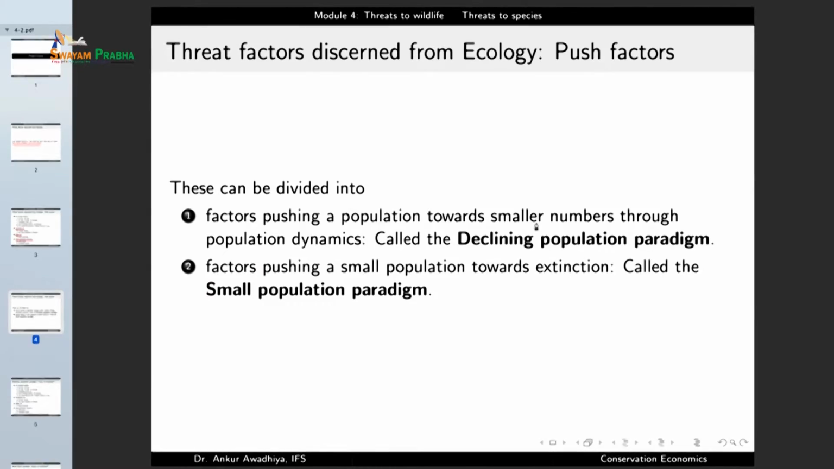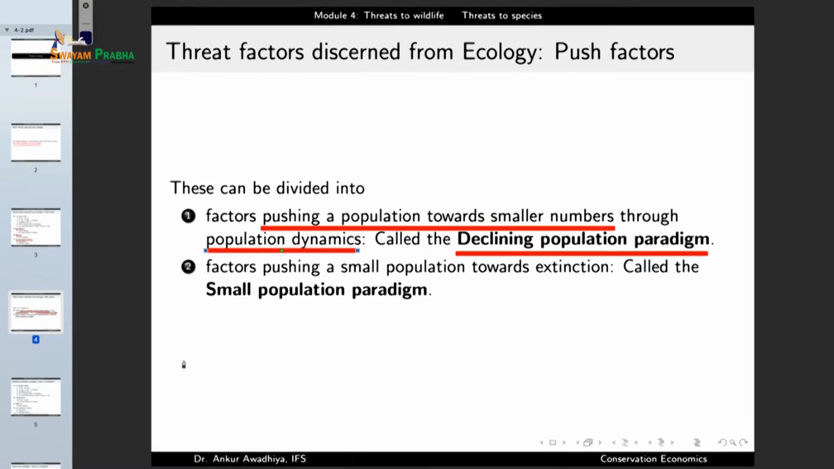Now, these push factors can be divided into two categories. There are factors that push a population towards a smaller number. So here, the population is currently large in size, and these are the factors that are pushing the population towards a smaller number. And these are known as the declining population paradigm. So the declining population paradigm is the study of those factors that push a large size population towards smaller numbers, and this occurs through population dynamics.